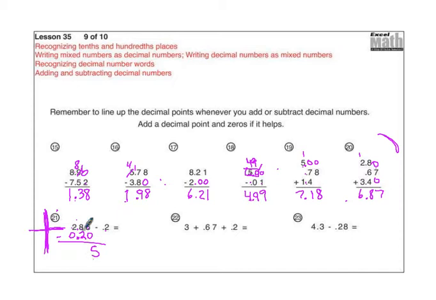5 minus 0 is 5. 8 minus 2 is 6. Put a decimal point. 2 minus nothing is 2. So the answer is 2.65. All right, pause the video. Try 22 and 23. Turn it back on when you're ready to see the solution.